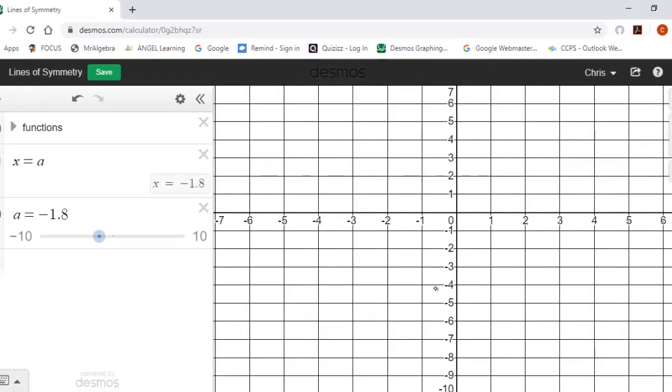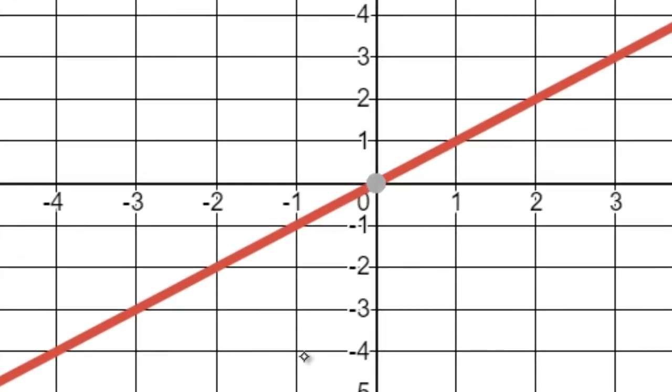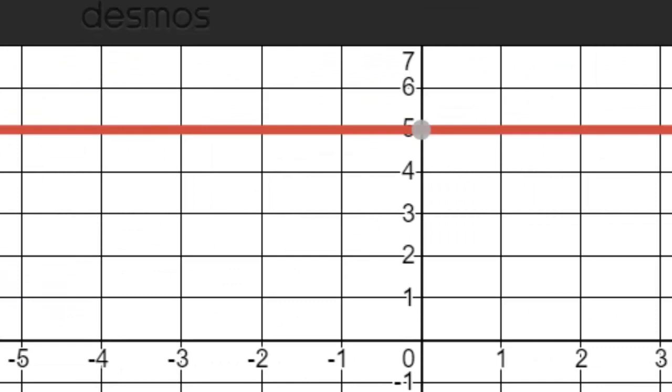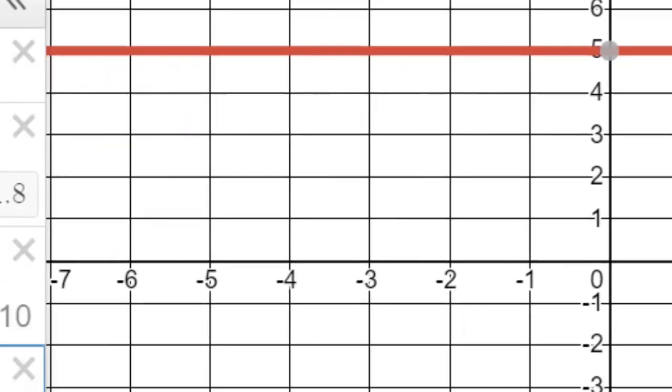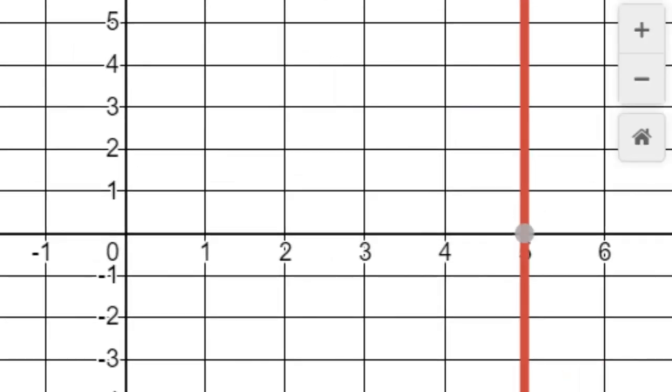Okay, so for a big portion of this video, I'm going to use the Desmos calculator to explain lines of symmetry. First thing we need to know is that lines of symmetry are defined by vertical lines. If we have an equation where y equals x, you'll see that creates a diagonal line on the graph. If we put y equals some constant value, like 5, you can see that creates a horizontal line. Well, lines of symmetry are vertical lines, so we've got to change that to x equals a constant value. And you can see that we have a vertical line there.